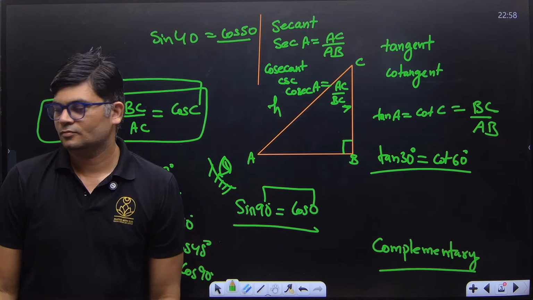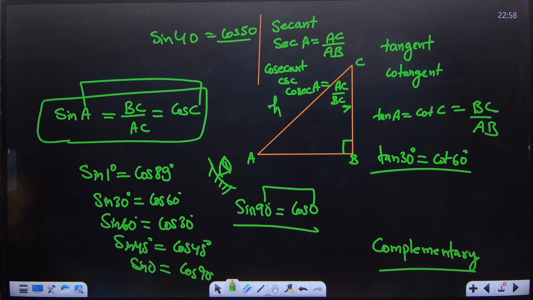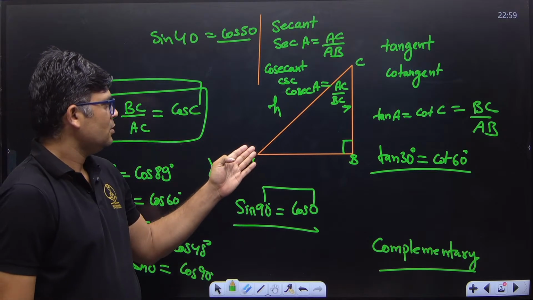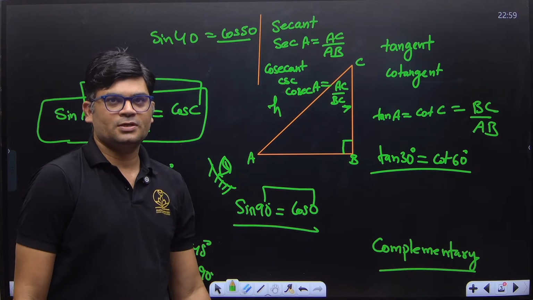Wait. Cosec A. What is cosec A equal to? A is that particular same angle. So it's AC over BC. Yes, AC over BC.